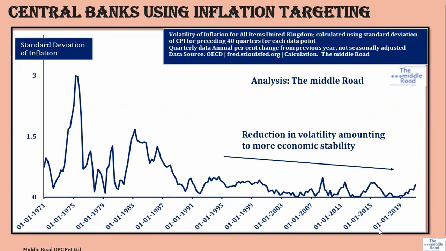Got this data from the United Kingdom. Now I've calculated the standard deviation of CPI for the preceding 40 quarters, showing how the volatility has come down. If you look at this graph, you can easily see that over a period of time, central banks have done a tremendous job in containing inflation. But then there is a catch. Is it because of their efforts or because there's more availability of data? Look at a lot of papers which have come out on this particular topic, and I leave the verdict with you.